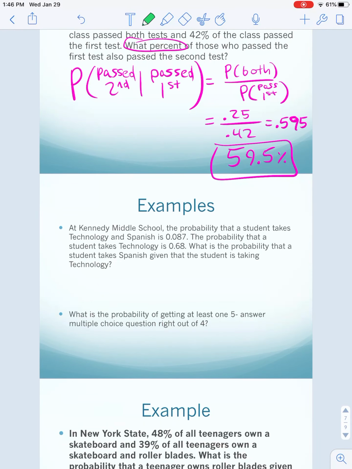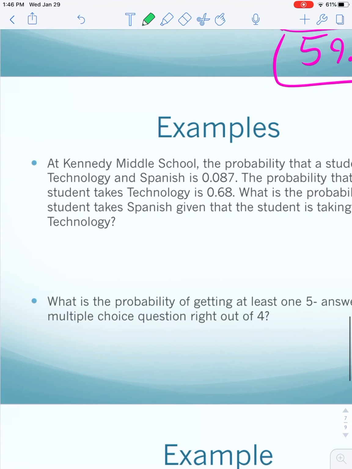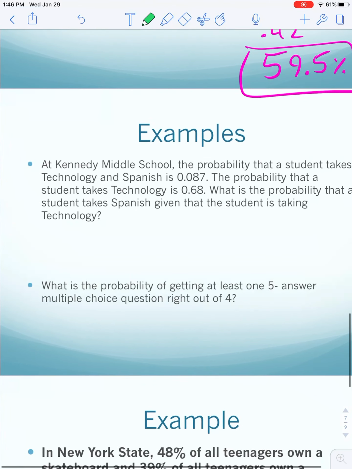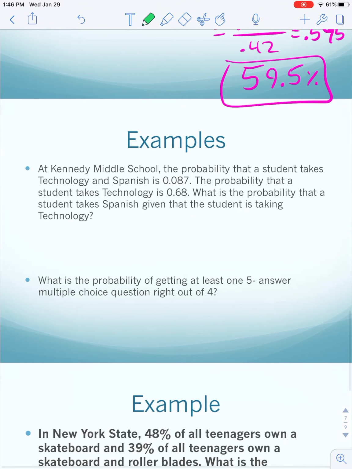It could be an at least one question or it could be a conditional probability question. So you have to kind of decide. So this first question I'm reading says, I'm kind of skipping to the question. It says, what is the probability that a student takes Spanish given that the student is taking technology? So it's a conditional probability question. Probability of Spanish given taking technology. Well, that's going to be the probability of both, so somebody that's taking Spanish and technology, over the probability of the given, somebody that's taking technology.